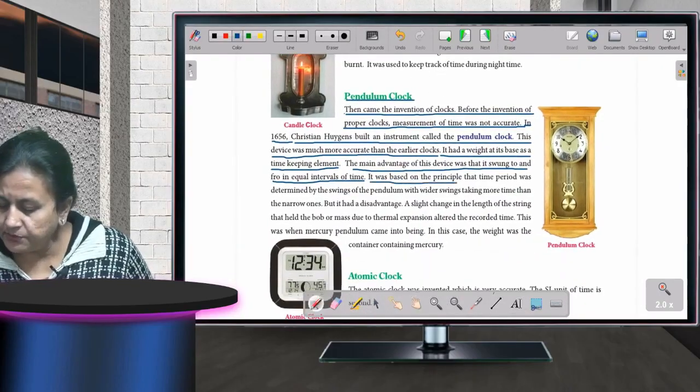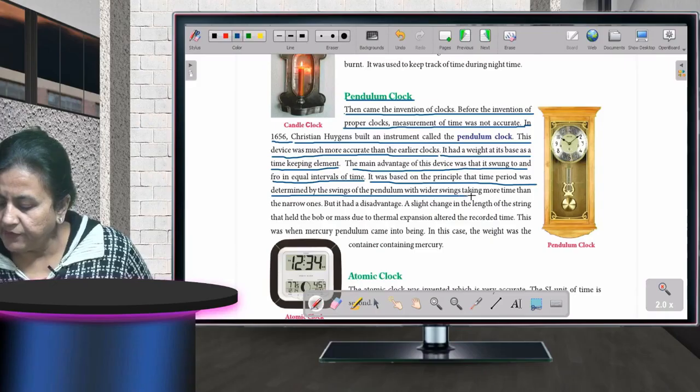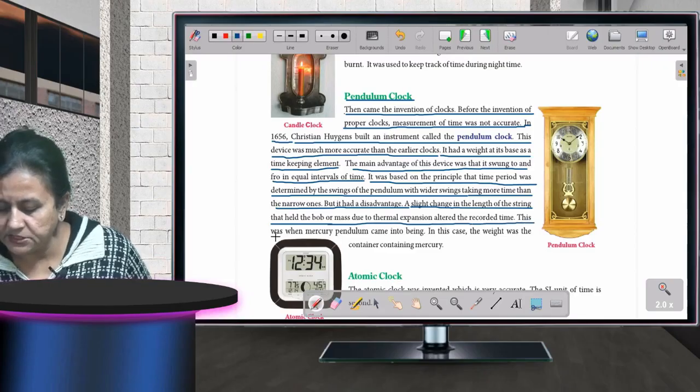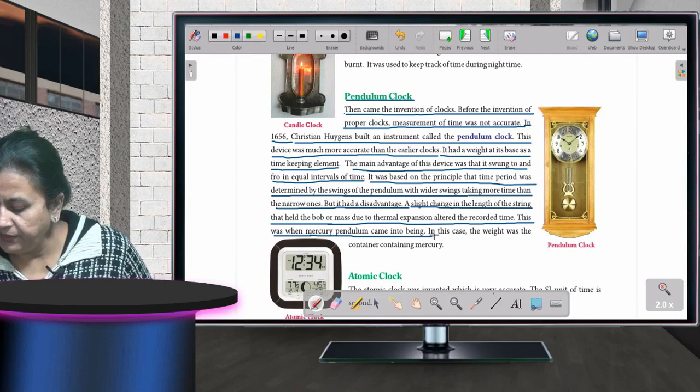It was based on the principle that the time period was determined by the length of the string of the pendulum, with longer strings taking more time than shorter ones. But it had a disadvantage: a slight change in the length of the string that held the bob or mass due to thermal expansion altered the recorded time. This was when the mercury pendulum came into being. In this case, the weight was a container containing mercury.